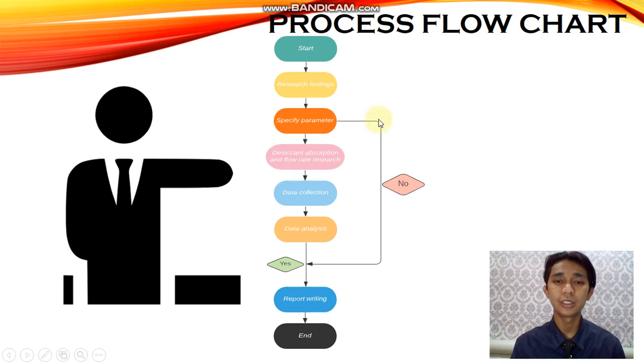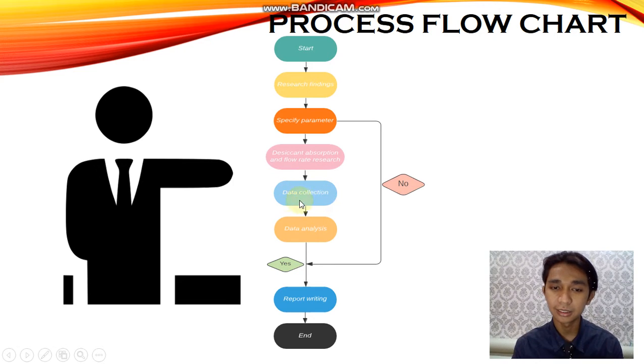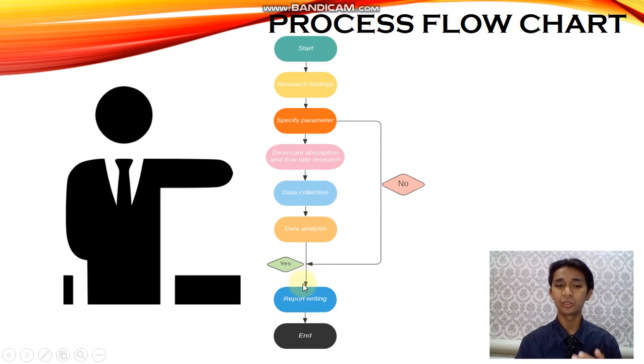Then this is the process flowchart for this research. First of all, we start with research finding, and then we specify parameter. What parameter do we want to use, and then calculate the desiccant absorption and flow rate. Then after we collect the data, we analyze the data. If the hypothesis is accepted, then we continue to report writing.